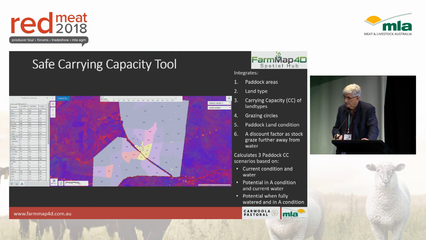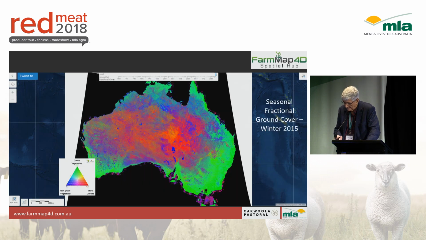The Safe Carrying Capacity tool has the ability, when you're defining your land types, for you to put your carrying capacity in there. You can nominate what the land condition is, A, B, C, D, and then based on your water distribution, your slope and so on, it'll give you an estimate of what your safe carrying capacity is for each paddock and for your property in total.